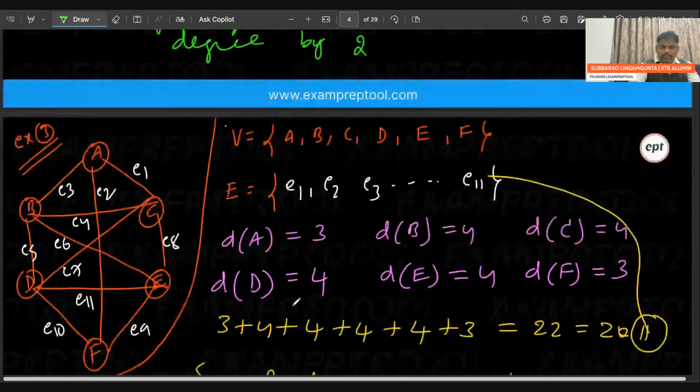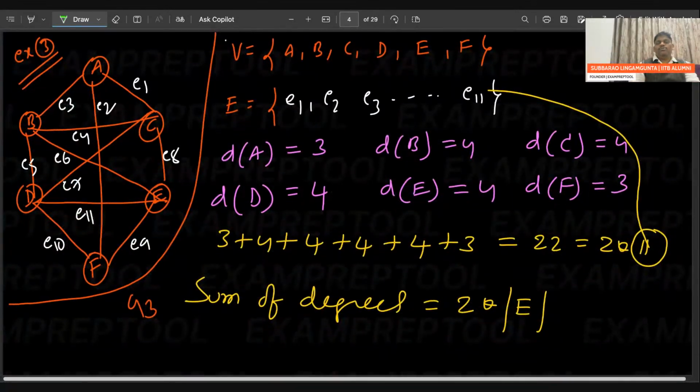Let's go to example 3. In example 3, if you observe, there are 6 vertices, A to F, and 11 edges, E1 to E11. Degree of A is 3, B is 4, C is 4, D is 4, E is 4, and F is 3. Sum of degrees, if you count, became 22, which can be written as 2 into 11, where 11 is the number of edges. So the sum of degrees is equal to 2 into E.